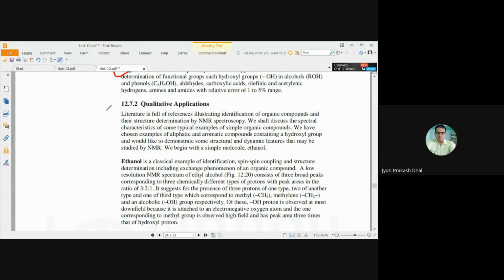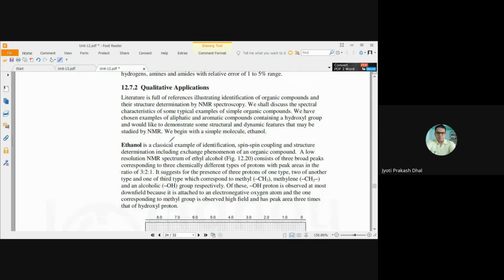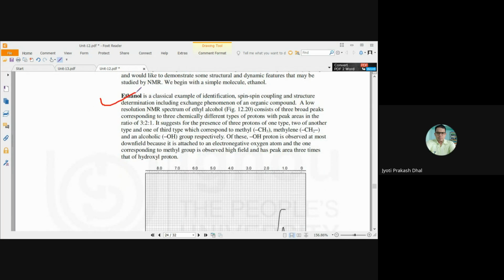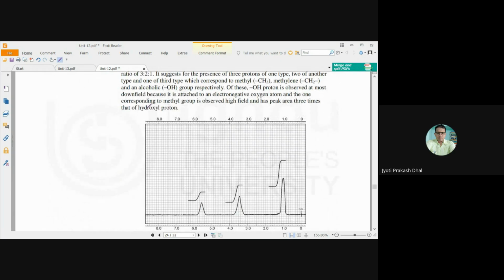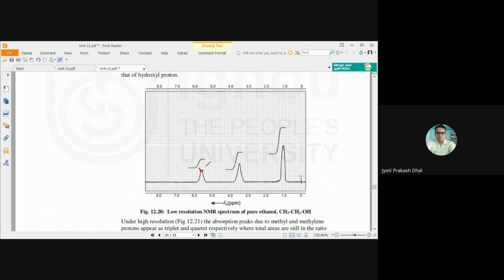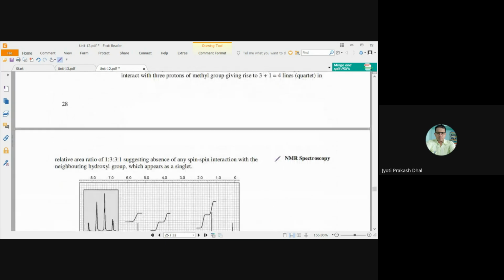Now coming to qualitative application. NMR has a vast application for qualitative analysis. For example, ethanol contains three types of protons, that is CH3, CH2 and OH. So that will produce three different peaks at three different chemical shift positions.